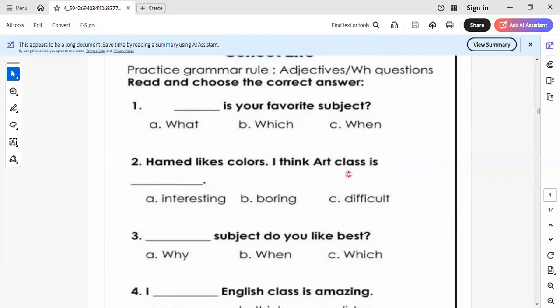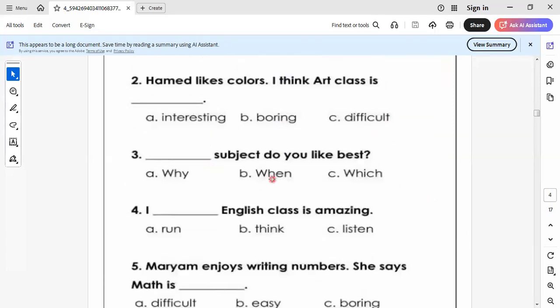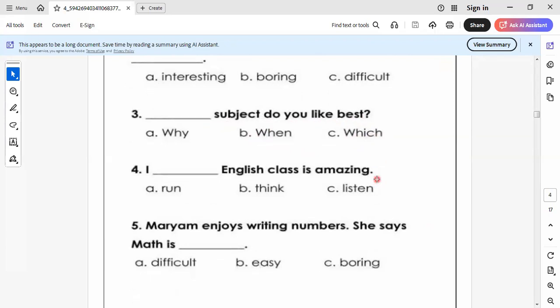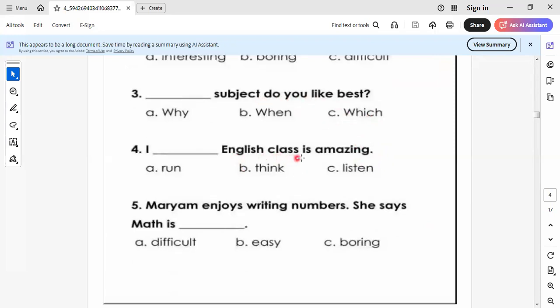Hamad likes colors. I think art class is what? Boring? No. Difficult? No. Too bad. It's interesting. "___ subject do you like best?" Here I ask about the choice, which of the subjects that we like. So we say, which subject do you like best? Here I ask about multiple choice. Which subject do you like? "___ English class is amazing." So here we say, I think English class is amazing.